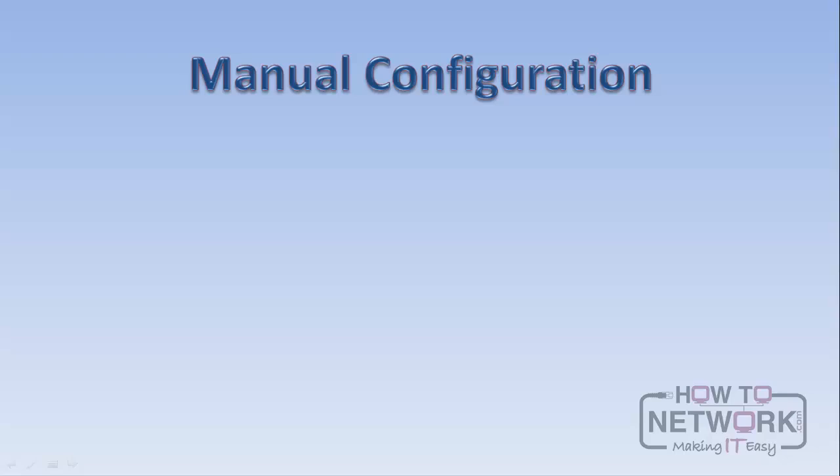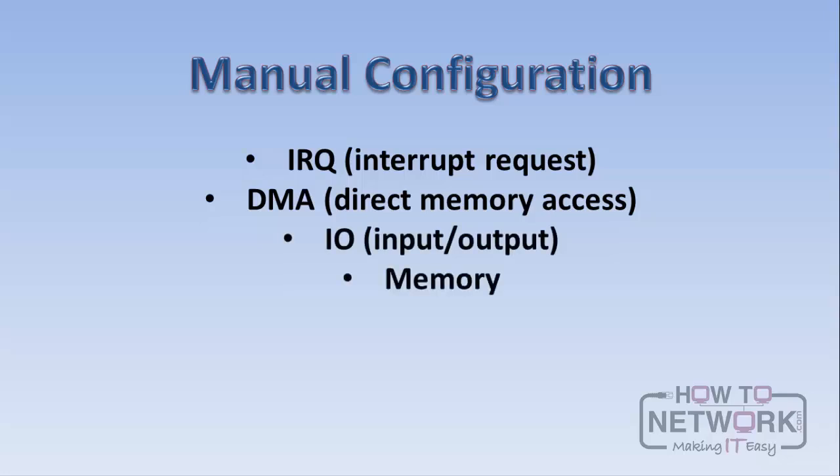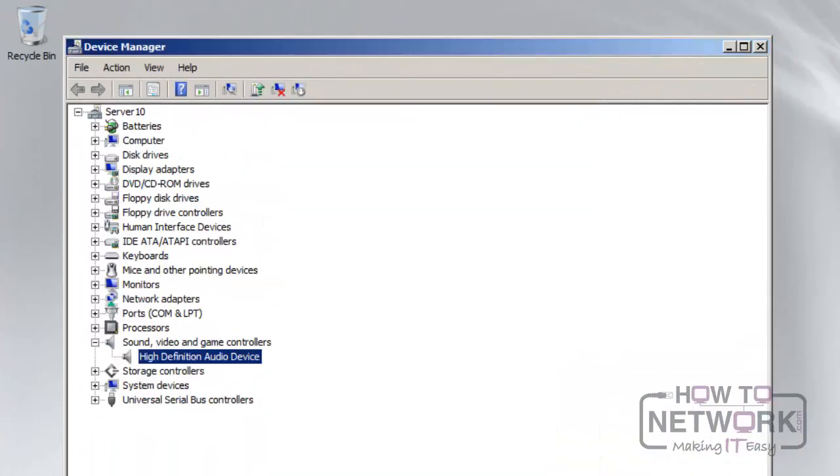Each device uses its own resource settings, including IRQ or interrupt request numbers, direct memory access channels, input-output or I/O port addresses, and memory address ranges. In some cases, devices can share a resource, but on servers it's best to keep each device unique. You need to check with the manufacturer of your non-plug-and-play device for more information.